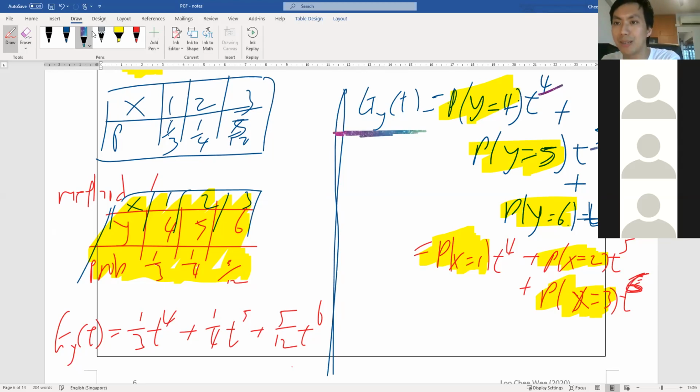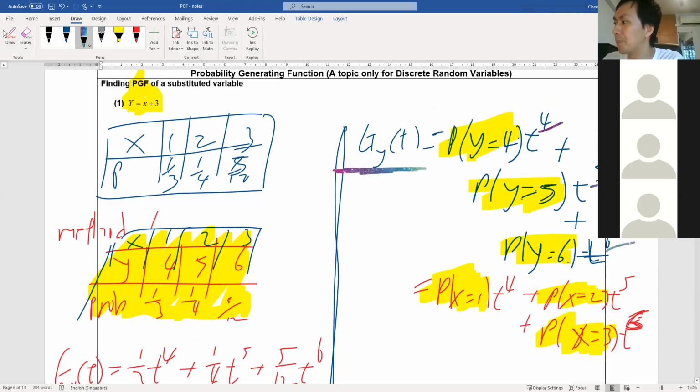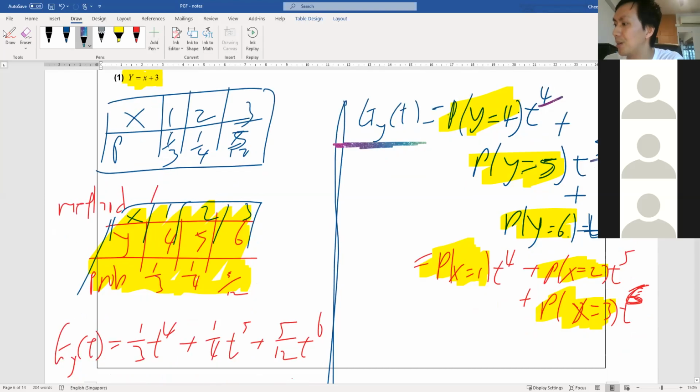The PGF of X doesn't come into play here. The outcome of X doesn't come into play beyond telling me that Y can only be 4, 5, and 6. Okay, then from here you can construct and fill in the blanks and you get the same answer right away.